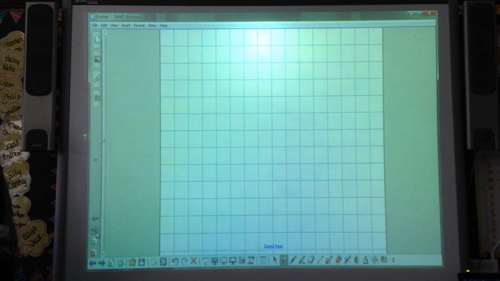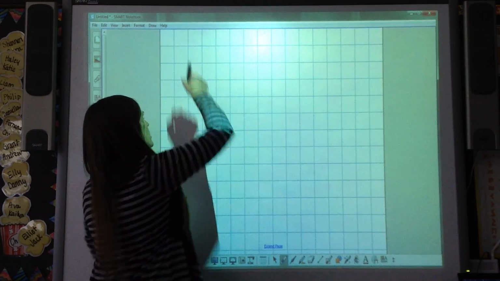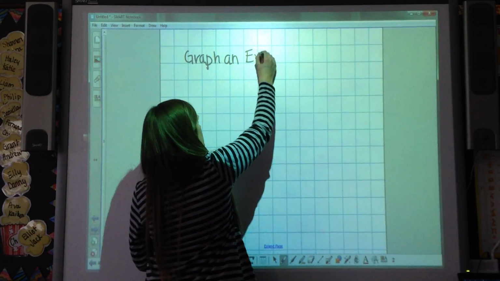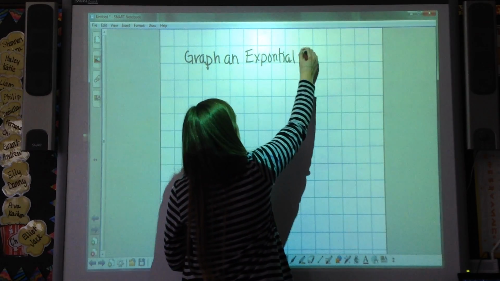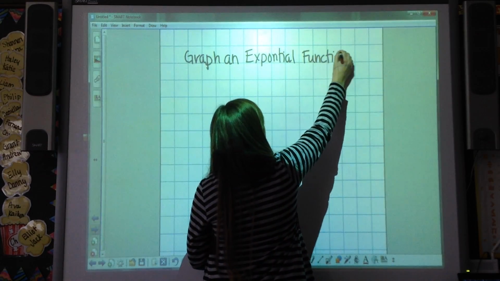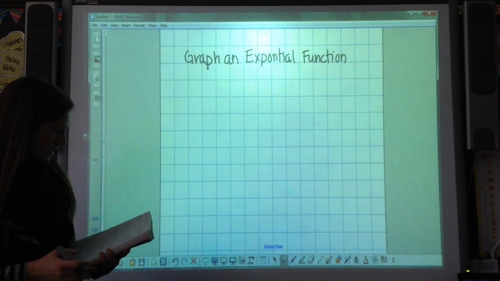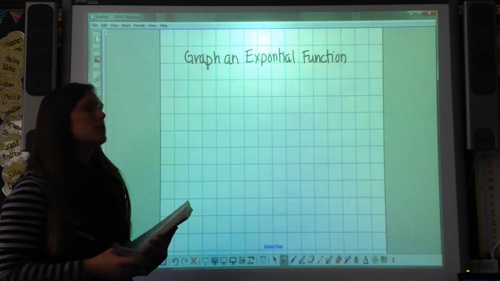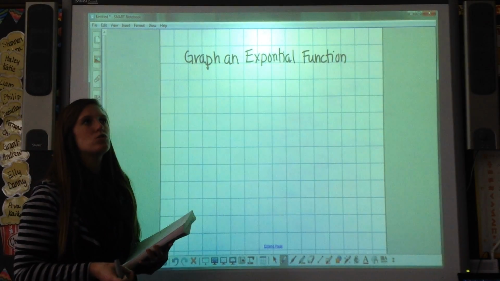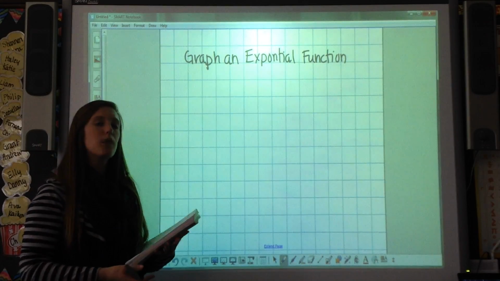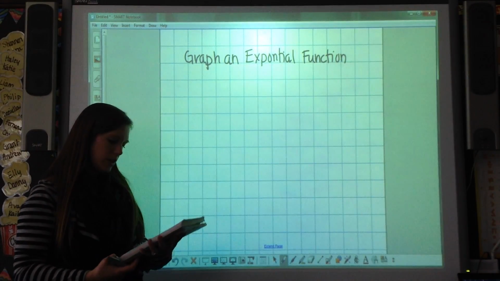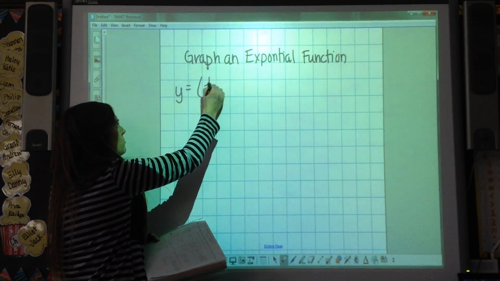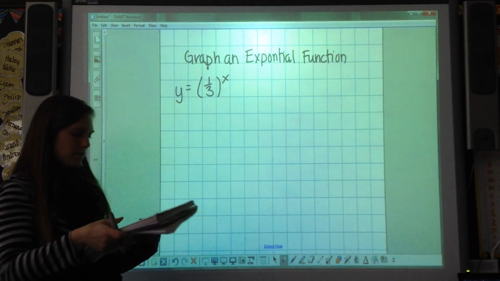Okay. Next, we're going to be graphing. Graph an exponential function. They're going to give you an equation or a function, and your job is to graph it. Still, the only way to graph these is to make a t-table, pick your x values, plug them in to find your y's, and those create ordered pairs. So we're going to graph y equals 1/3 with the power of x.